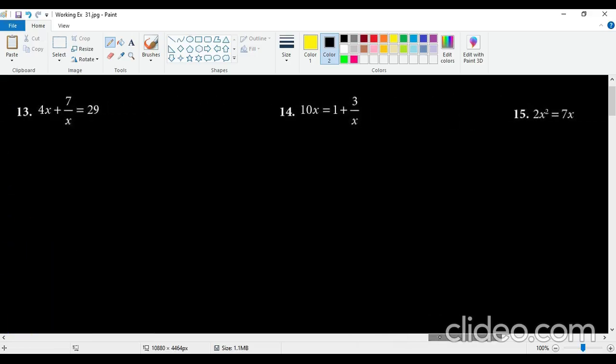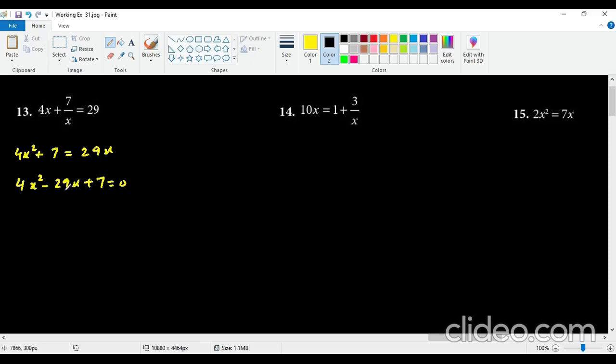In here, multiply everything by x to get rid of this fraction. So the first one is going to give us 4x squared plus 7 equals 29x. I will bring this 29x to the left-hand side, minus 29x and plus 7, to make it a quadratic equation for question number 13. We'll do this one also by factorization.